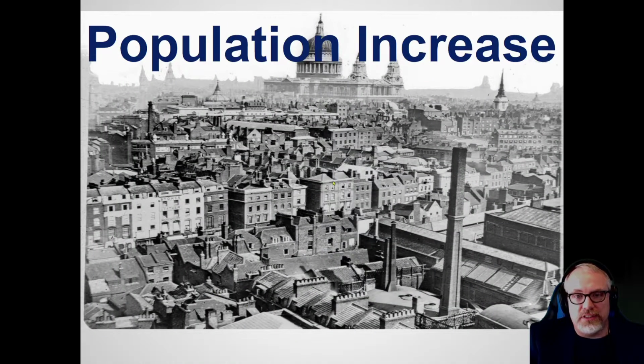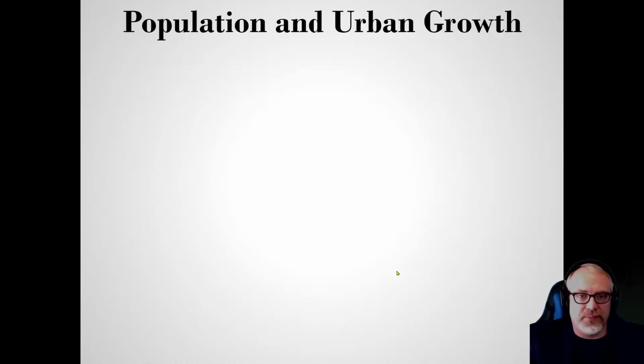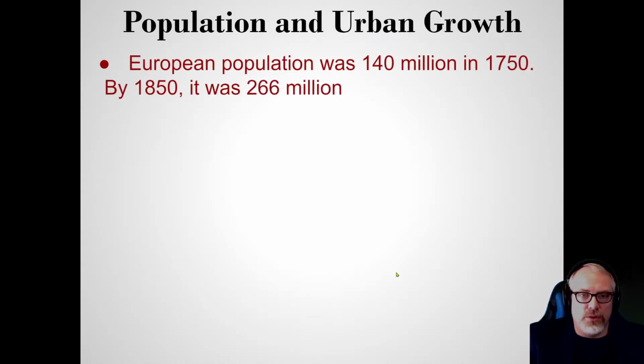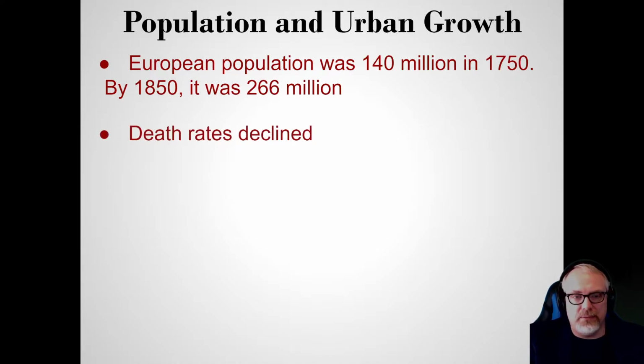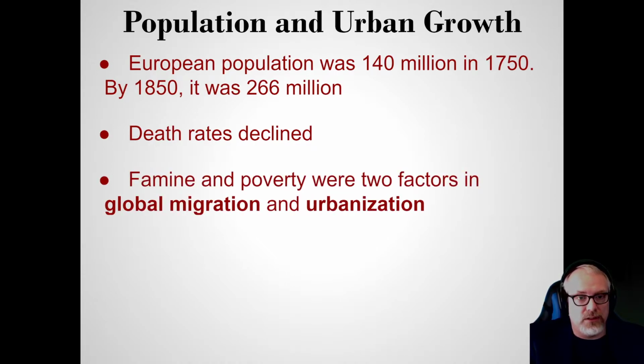Population increase. So this is England. This is London specifically. So European population was about 140 million people in 1750, and by 1850, it's risen to 266 million. Death rates begin to decline. There's no war in Europe for the first time in a long time.